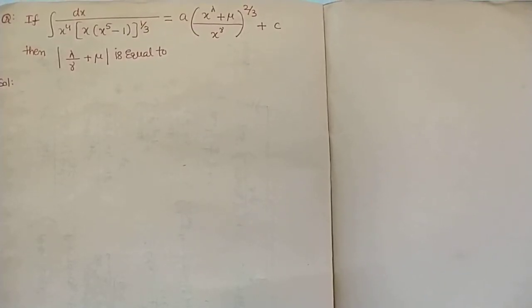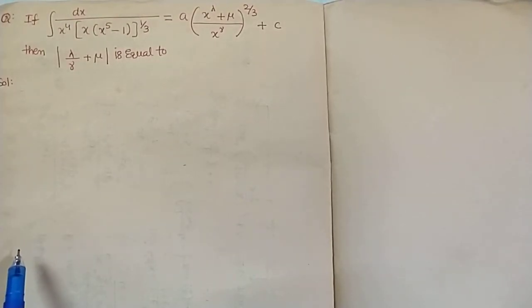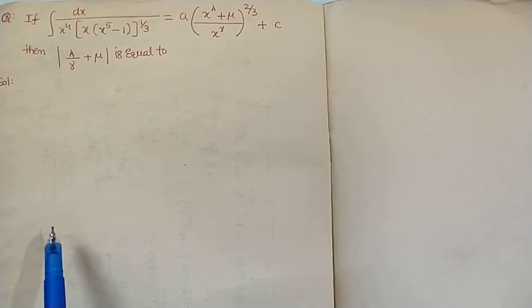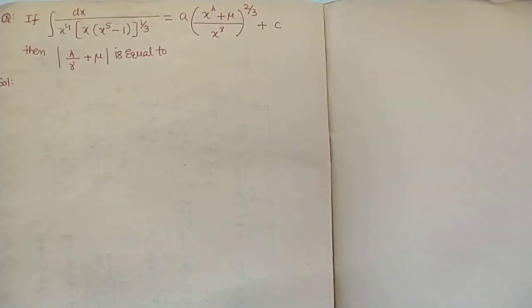The next question. If the integral dx by x power 4 into bracket x power 5 minus 1 whole power 1 by 3 is equal to a into (x power lambda plus mu divided by x power gamma) whole power 2 by 3 plus c, then find lambda by gamma plus mu. These are the integer type questions. Now we have to calculate the answer.